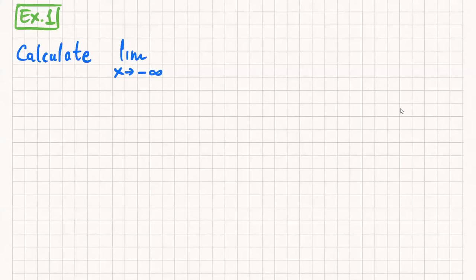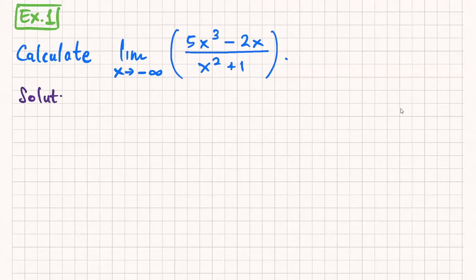As x goes to negative infinity of 5x cubed minus 2x all over x squared plus 1. Now, where is your precious shortcut now? What did those shortcuts you learned in high school tell you about this limit? Can anyone tell me? What did they tell you about this limit?